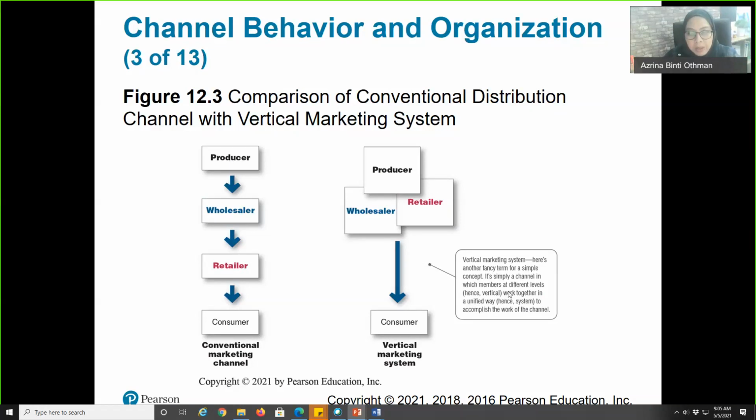So it's simply a channel in which members at different levels, hence vertical, work together in a unified way. So the keyword here is unified. It is similar to the conventional marketing channel, but in a different way. Instead of going from one channel to another, from top to down, they work together as a unified system. Nampak tak? And their target is also to accomplish the work of the channel by delivering the product, services and values to the customer. Sama saja fungsi dia, cuma cara je berbeza. Yang ini lebih kepada vertikal, nampak sangat vertikal dia from producer to wholesaler, retailer to consumer. Tapi ini lebih unified system, lebih unified way.